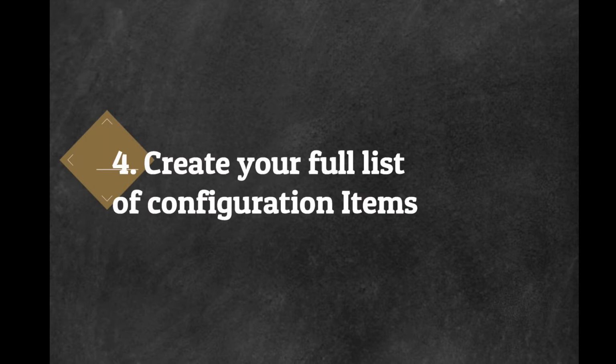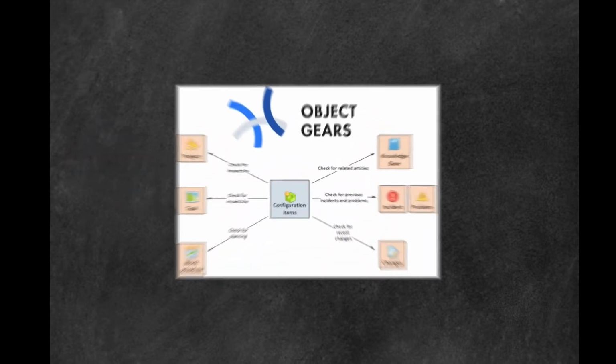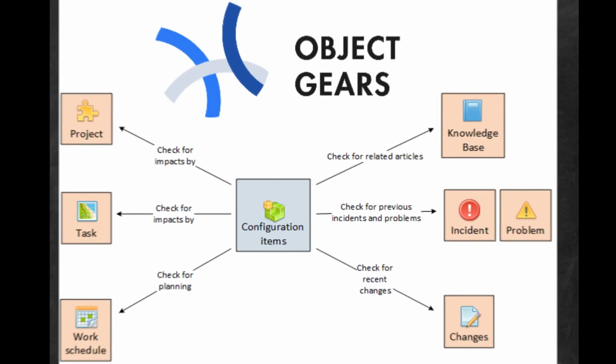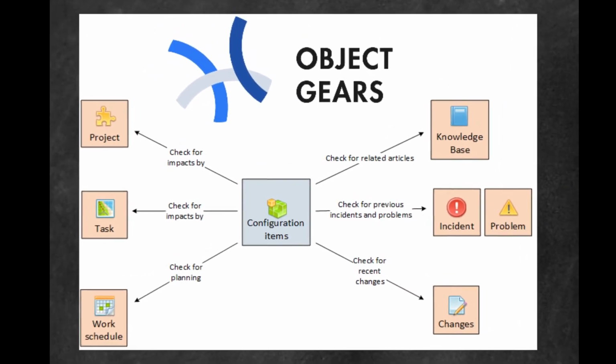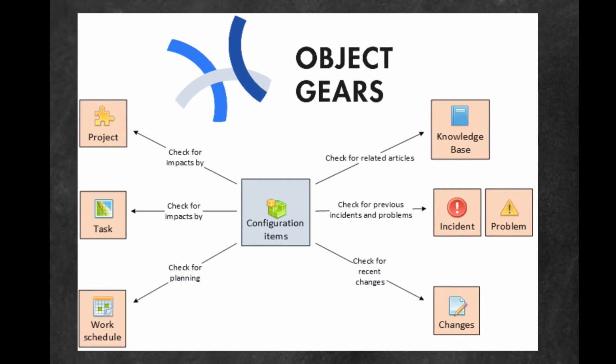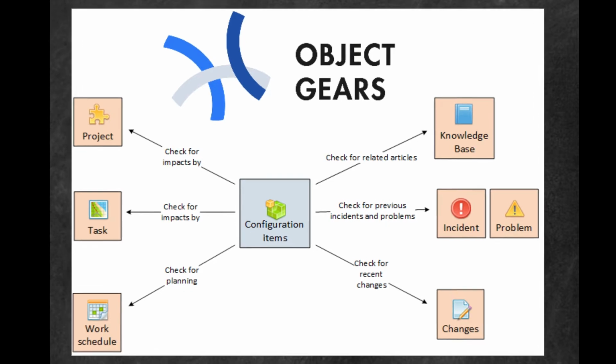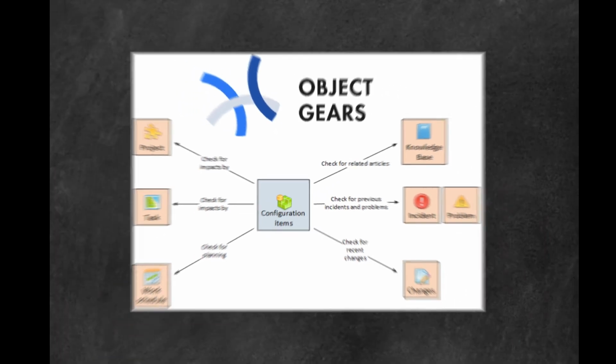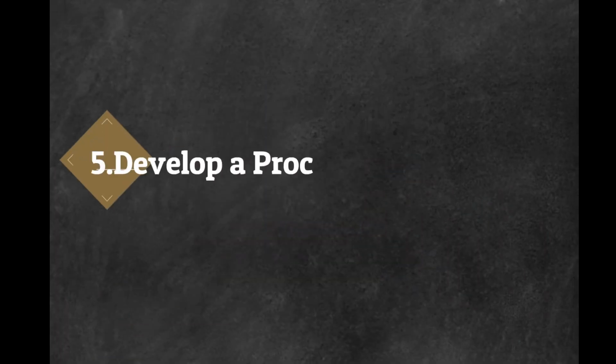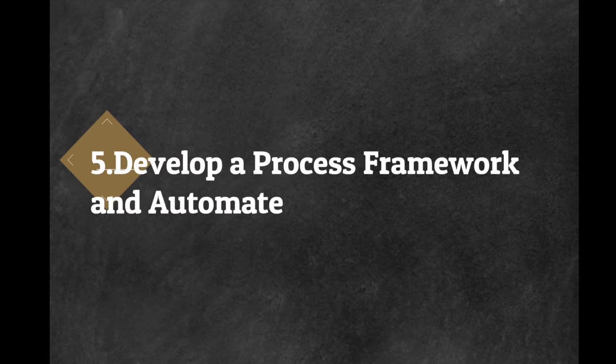The fourth key step is to create your full list of configuration items. You understand how the various work processes impact these items. You can determine the list that can be included in the software and in the manual process. Evolution of technology will help analyze and show the list of items needed in each production process and each unit. The last key step is to develop a process framework and automate.